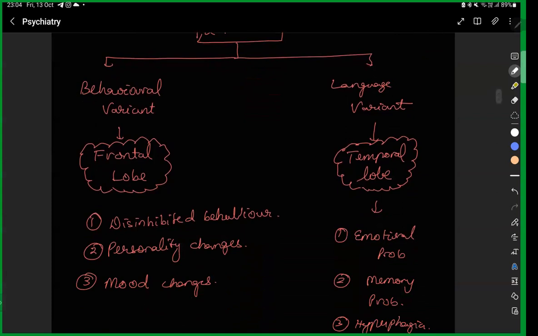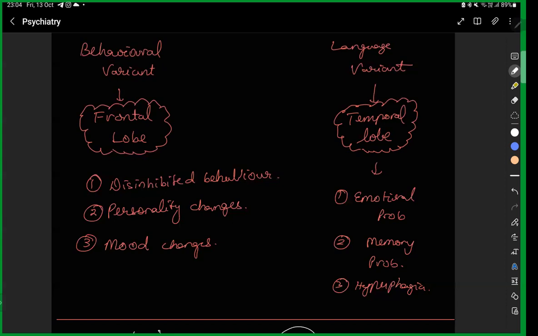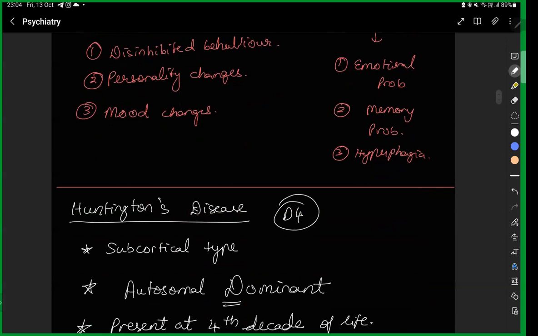So what are the frontal lobe problems? There is going to be disinhibited behavior. Personality changes will be there. Mood changes will be there for the patient. This occurs with the frontal lobe. With the temporal lobe, you see emotional changes, emotional problems, memory problems, and hyperphagia will be there.